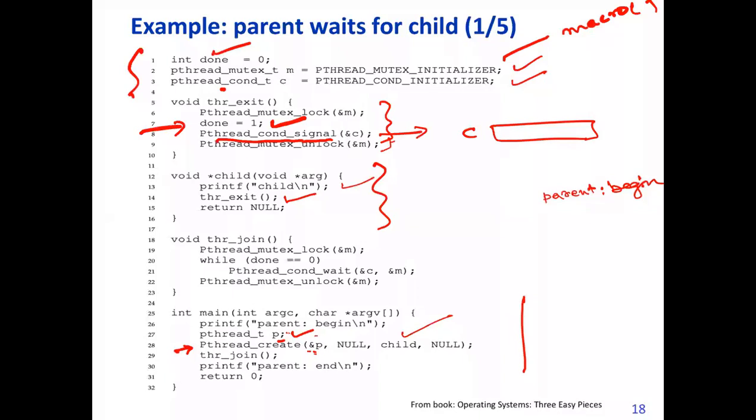And then the parent will execute thread_join, and thread_join will do the following. Read while as if for a moment. So if done is 0, it means the child is not completed. Done is 0 when the child is not completed, then it will put itself to sleep on this condition variable. All right.